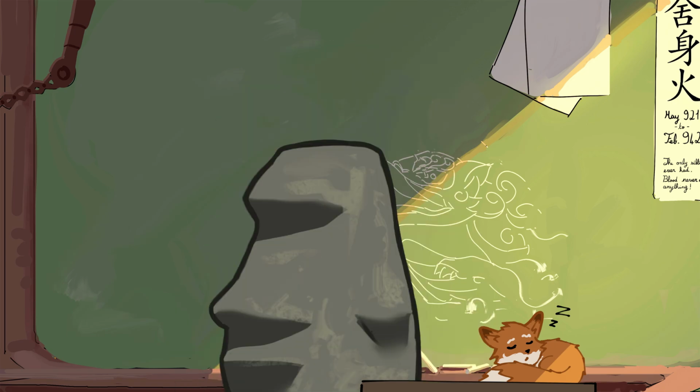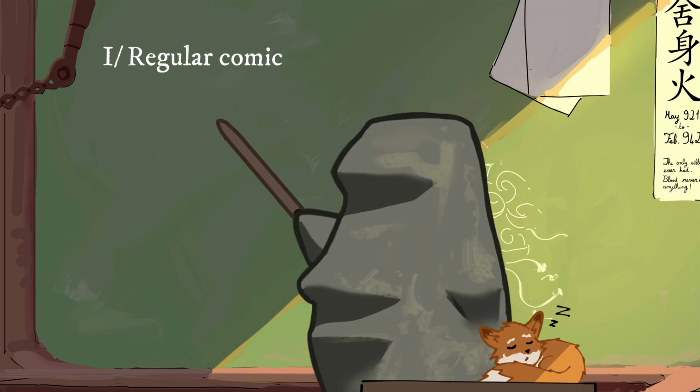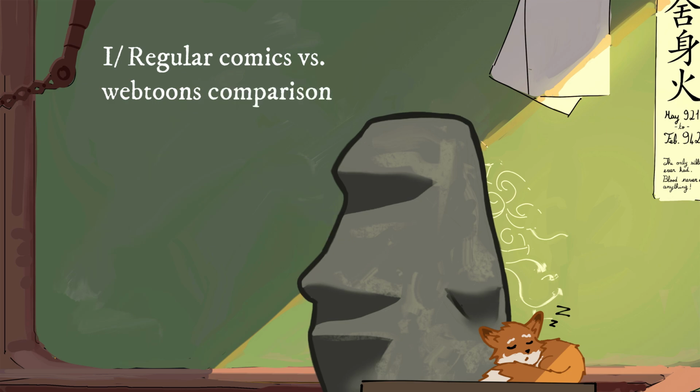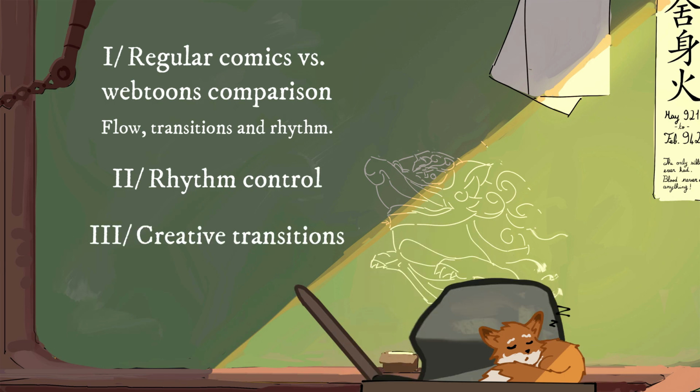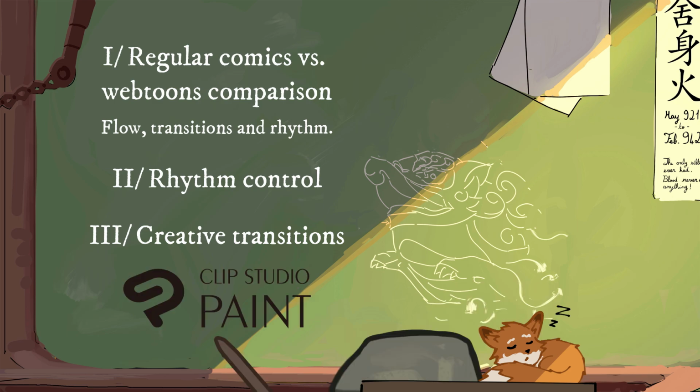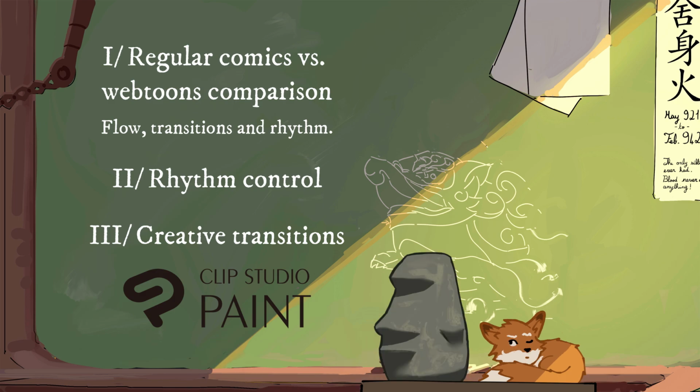Anyways, let's start right away with a quick overview of the tutorial structure. First, I'll point at the key differences between your regular comics and the vertical scrolling format. In this section, I'll quickly rant over the major downside of this format before raising its strengths in terms of flow, transitions, and rhythm. Then I'll dive deeper into how to control rhythm in your webtoon. And eventually, I'll go through different types of transitions to make your comic stand out. Also note I work on Clip Studio Paint since it's perfectly designed to simplify the process of webtoon creation. I'll specifically mention the software's features that are super useful here.